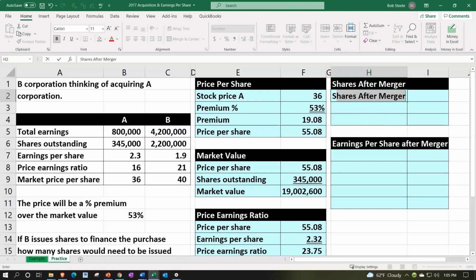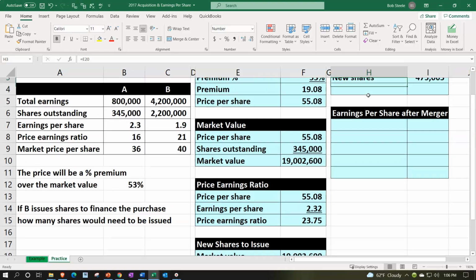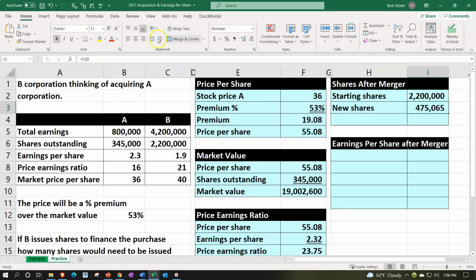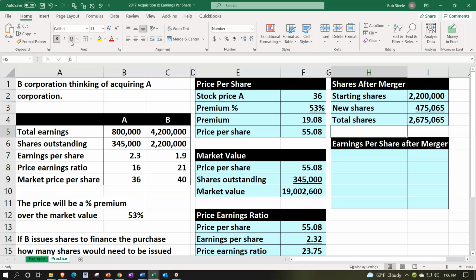We would then have the starting shares, which would be the 2,200,000, and then got these new shares that we're going to use to finance, which is going to be equal to the 475.65, underlining that by going to the font group and underline. That's going to give us our total shares, which would be equal to the trusty SUM sum of the 2,200,000 and the 475.65 to get to the 2,675.65.